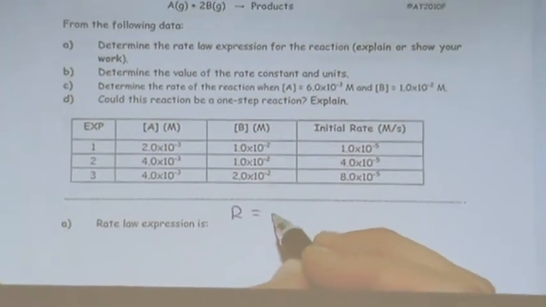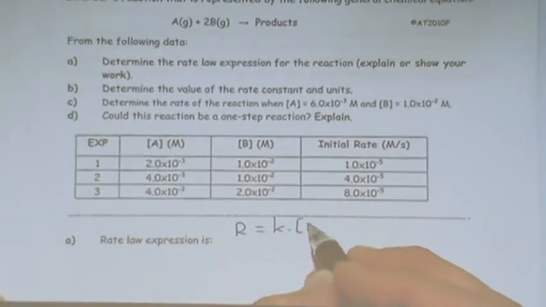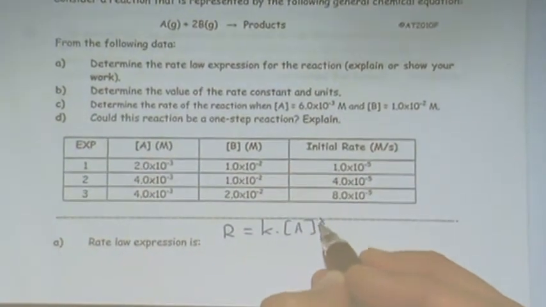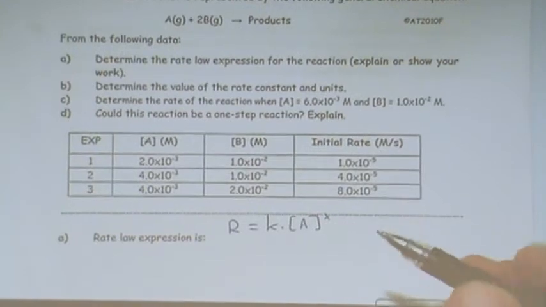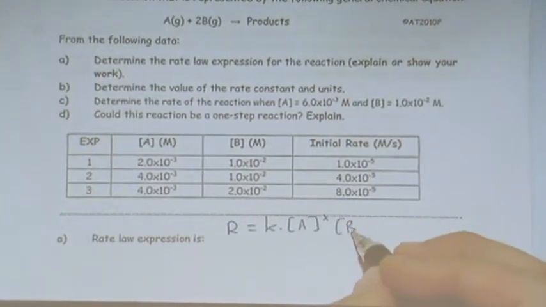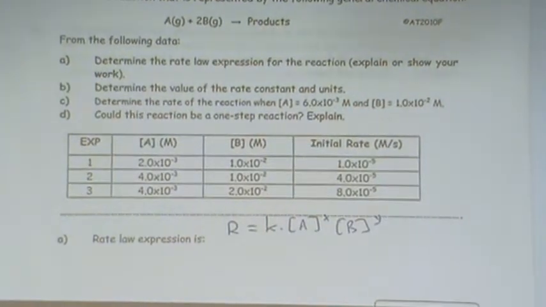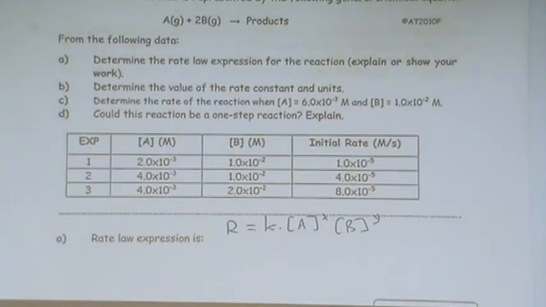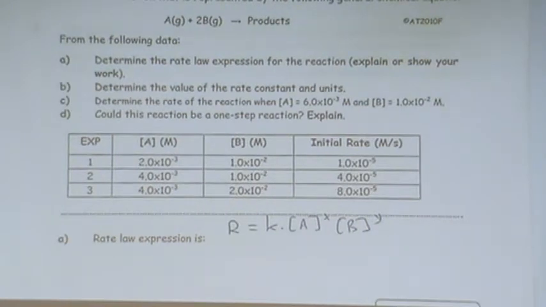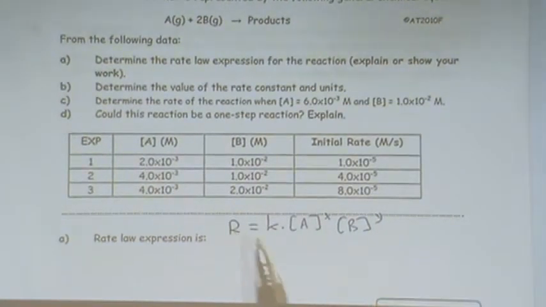Rate will be equal to the rate constant k times A to the x and B to the y, right? We don't know x and y. That's what we'll find out. You agree with that? And we're going to find out these numbers, x and y, by seeing how the rate changes as a function of concentration change. Right? And this is apparent when we look at the table.